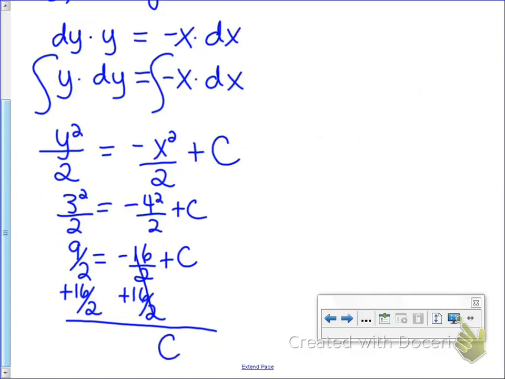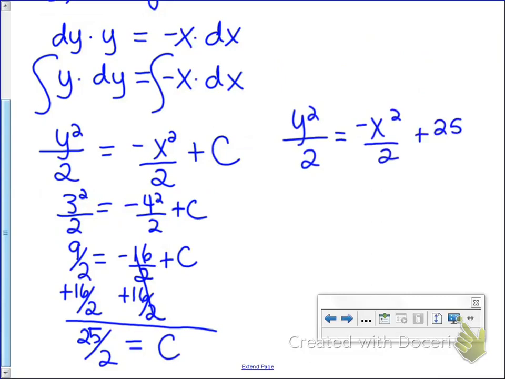C equals how much? Yeah, 25 over 2. I'm just going to leave it like that. I don't need to worry about simplifying it. I don't need to worry about decimals. I'm just going to leave it like a fraction like it is. I'm going to go back up here, plug in C, and solve for y like an algebra equation.